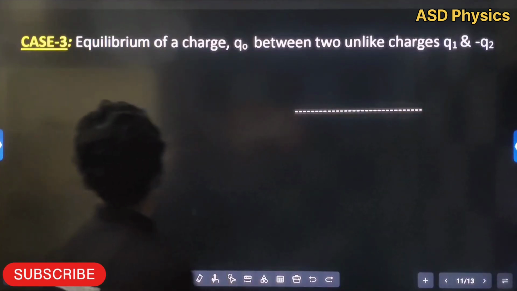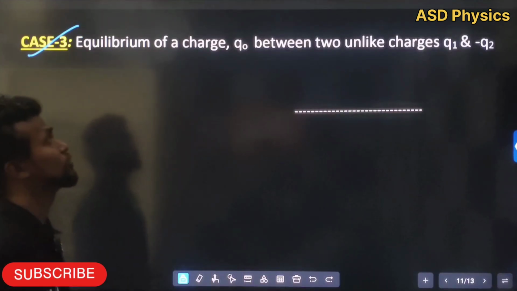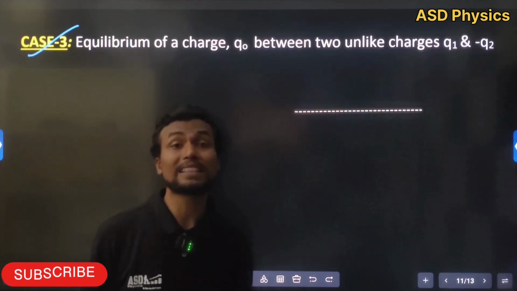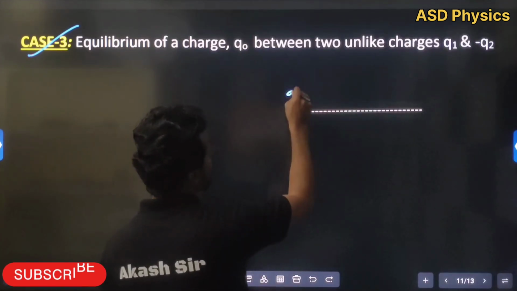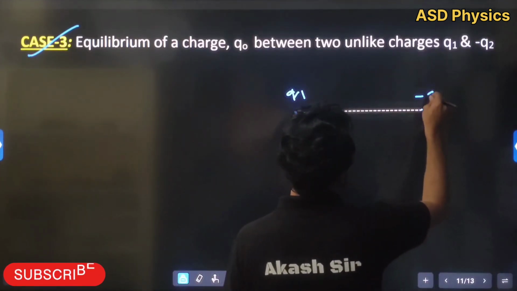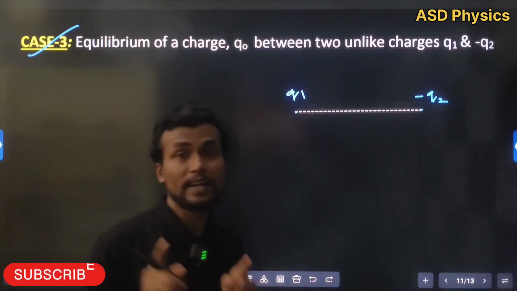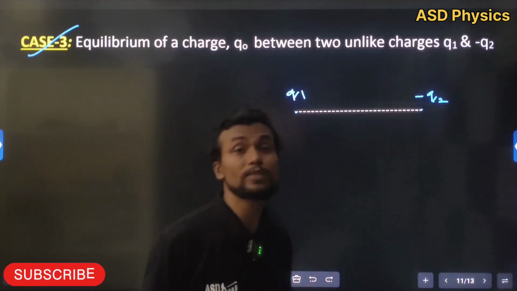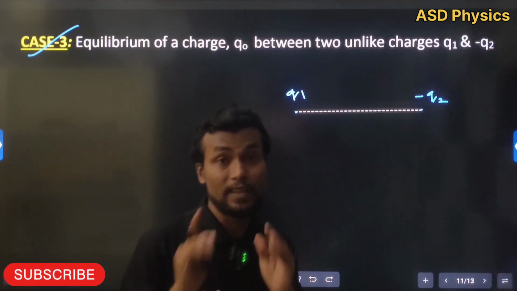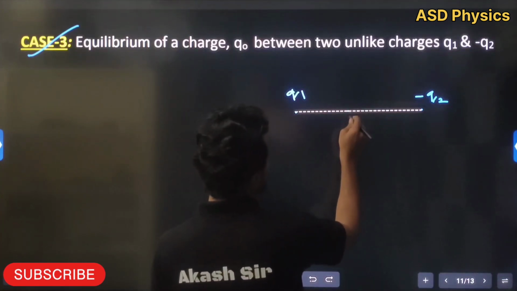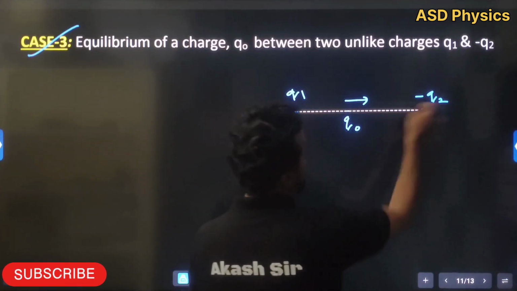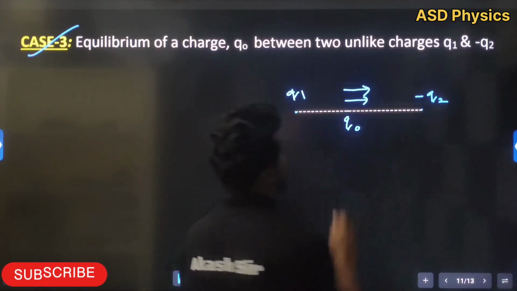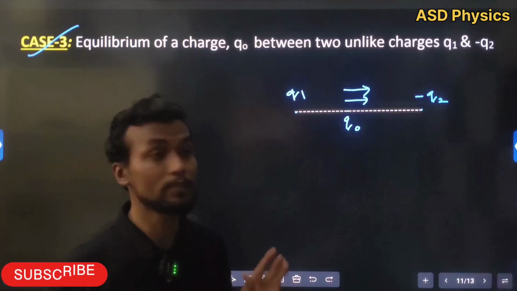Next case, case 3: equilibrium of charge Q0 between two unlike charges Q1 and minus Q2. Which charges? Unlike charges, students. So see here, this is Q1 and this one is minus Q2. If we keep the charge Q0 in between the charges, the net force will not be 0. Let's say I put charge Q0 here. Q1 and Q0 repel, while minus Q2 and Q0, unlike charges, attract. That means equilibrium cannot be achieved here.